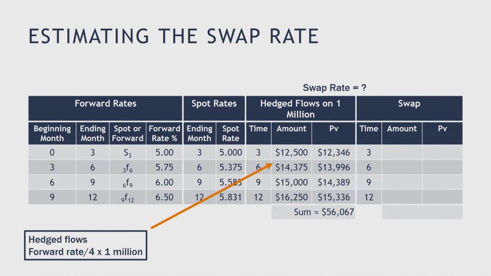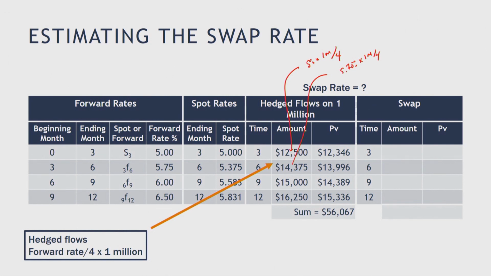So how do I estimate the swap payments? Well, the way I'm going to do it is first I have to determine what each of the hedge flows are. So here, for example, this is 5% times 1 million divided by 4, okay? And so if I do that, the hedge payment would be 12,500. This payment here would be 5.75% times 1 million divided by 4. So I'm putting here what the hedge flows actually are, all right?